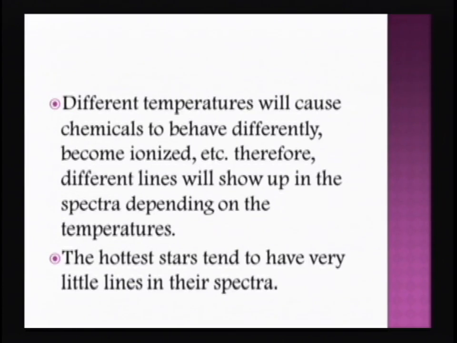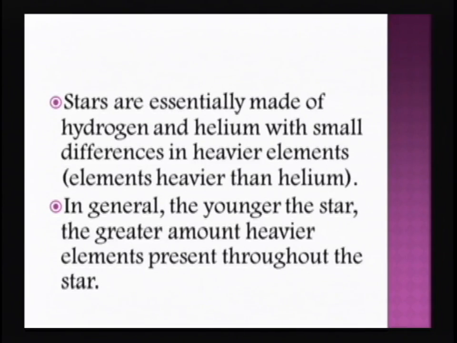Different temperatures cause chemicals to behave differently. They can become ionized, or be completely separated so that you only have free electrons and the nuclei roaming around. So different lines show up in the spectra depending on the temperature of the outer envelope of the star. The hottest stars tend to have very few lines in their spectra because all of the electrons have been stripped off, so the electrons are not there to produce them.